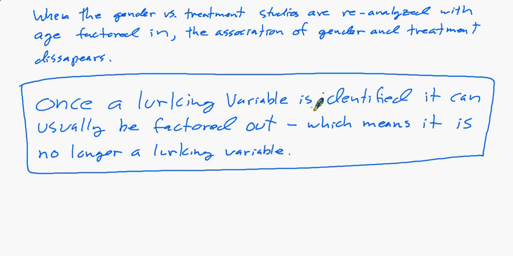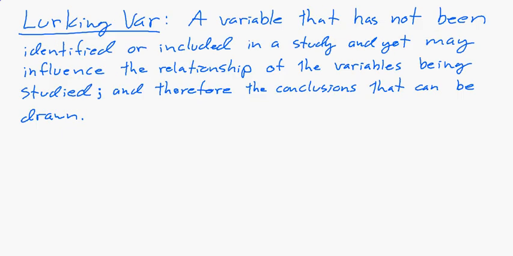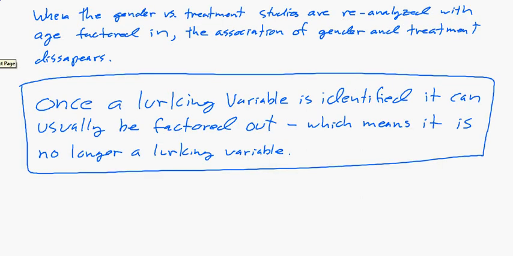Once a lurking variable is identified, it can usually be factored out, which of course means it's no longer a lurking variable. Because if we go back to the definition, a lurking variable has not been identified. So once we identify it and factor it out, it's no longer a lurking variable.